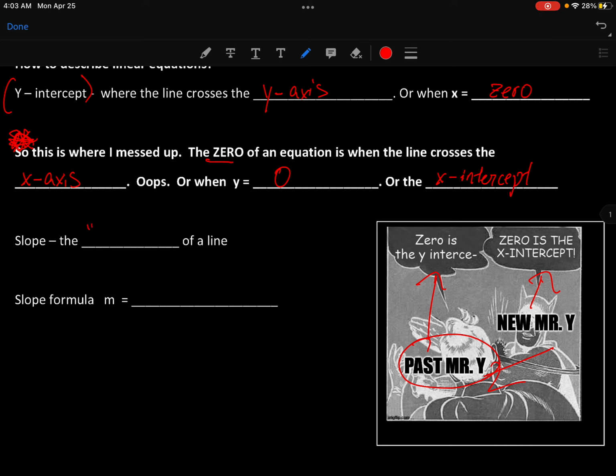Now the slope is the steepness of a line. The slope formula can be represented by y2 minus y1 over x2 minus x1. You guys know this. I'm just going over it for review.